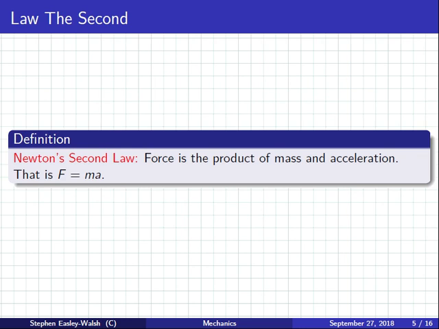So the exam always has a definition. They usually ask you one of Newton's laws. Using your own words is fine.